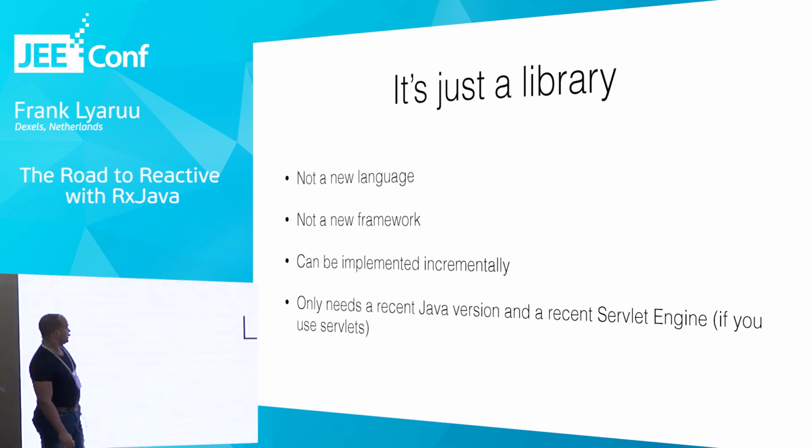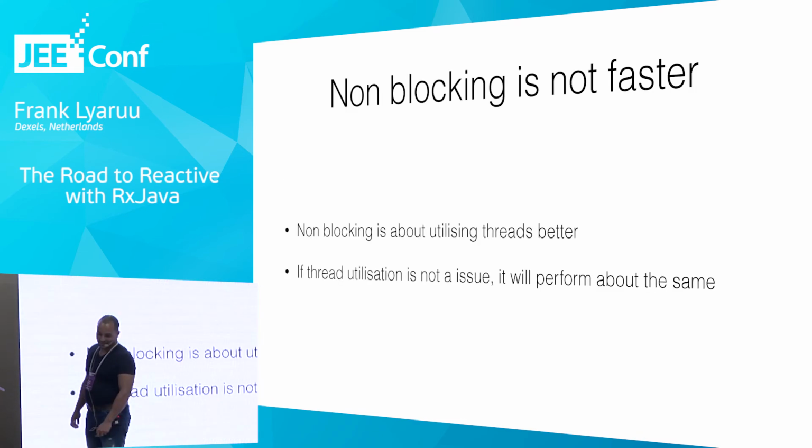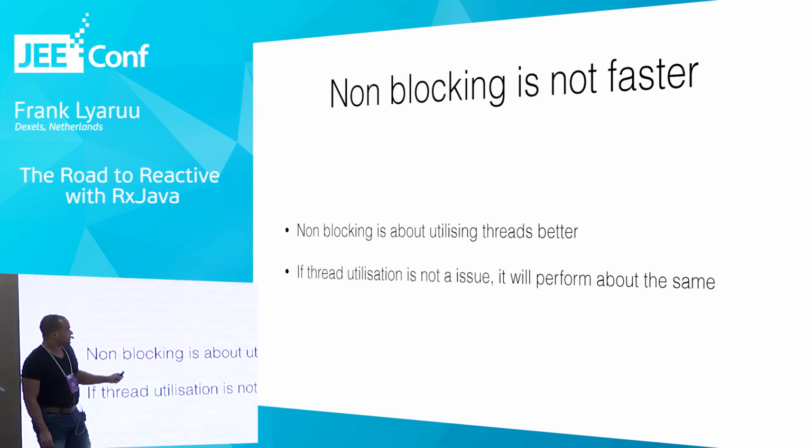So it's not all rainbows and unicorns. There are some downsides. This is actually quite a big thing that people don't realize: if threads are not an issue, if you have enough threads for whatever you want to do, it will perform the same, basically. Because if you have a system that will have 10 connections, and the system is okay with having 10 threads doing that, it will perform the same way. It's not like you make it non-blocking and now everything is faster. It doesn't really work that way.